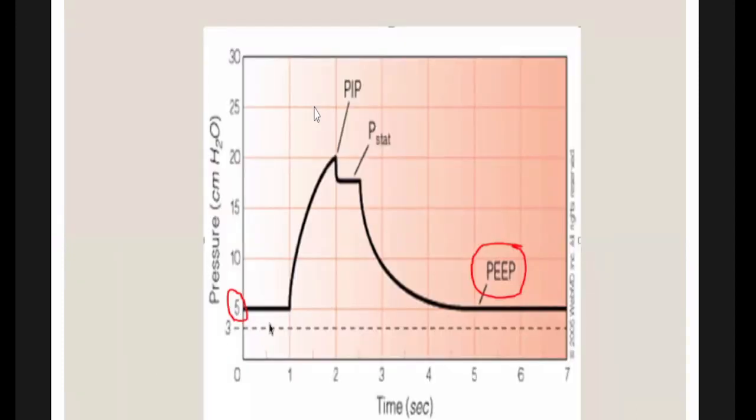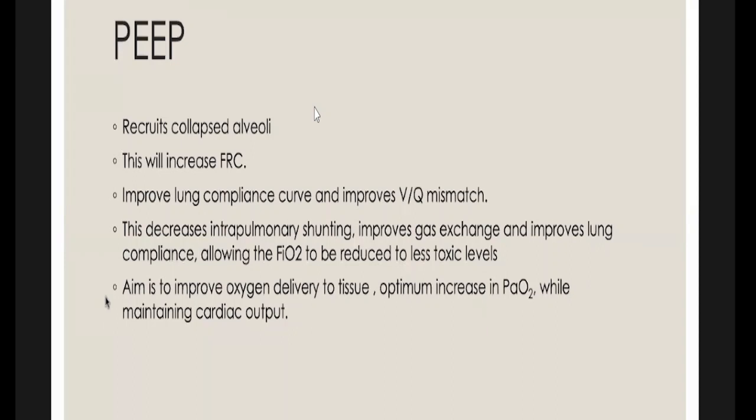In this graph you can see number 5, colored in red, that is the PEEP. In a normal breath, this is the peak inspiratory pressure, this is the P stat, and then this is the PEEP that is being maintained. So it doesn't allow the graph to go down to the baseline, or touch zero. There is always an airway pressure maintained, so that the small airways are kept open and always patent. PEEP is beneficial to recruit the collapsed alveoli, and it also increases the FRC.